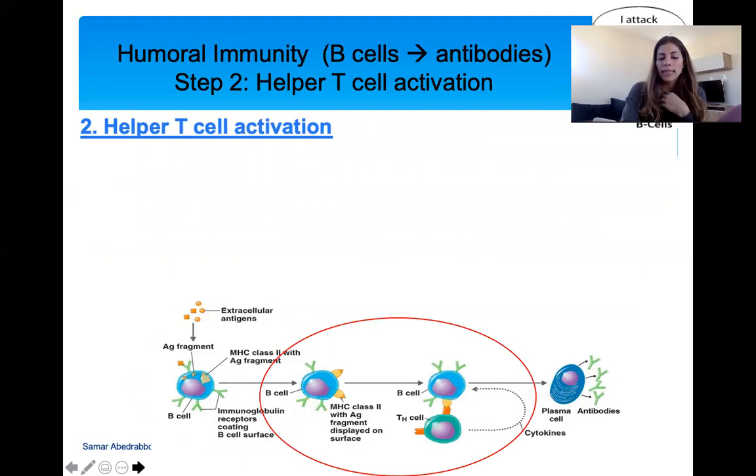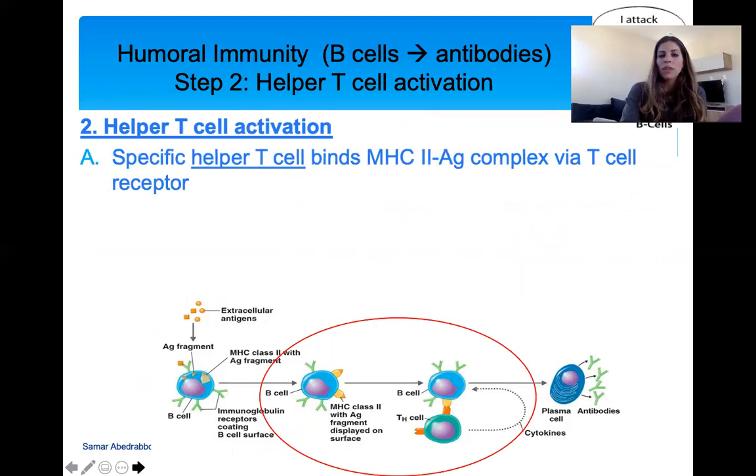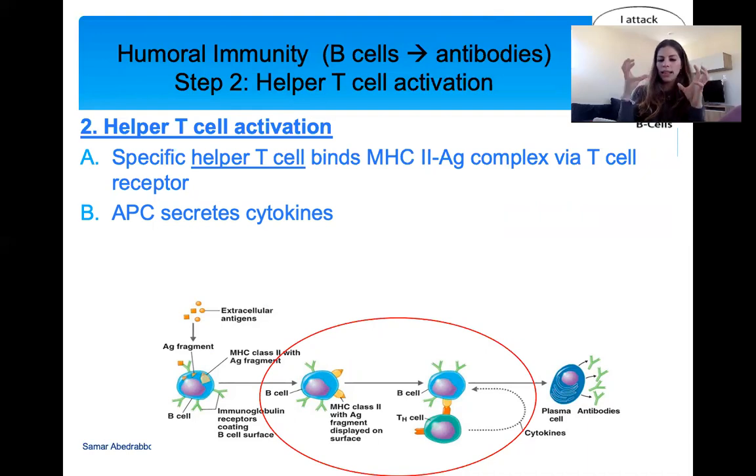Then the next step is helper T cell activation. So a specific helper T cell will bind this antigen presenting cell that has the antigen on the MHC2, and the helper T cell will get activated. So you have the antigen presenting cell and the helper T cell, and they bind to each other. The antigen presenting cell will release signaling molecules called cytokines to turn on this helper T cell.